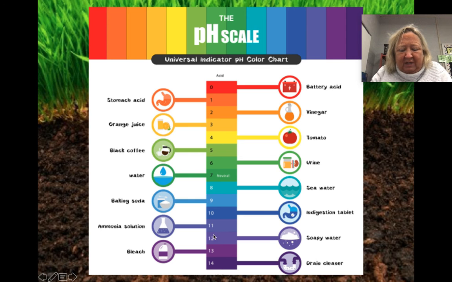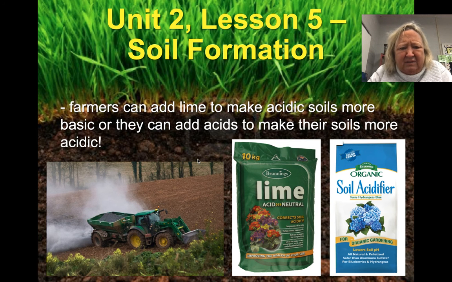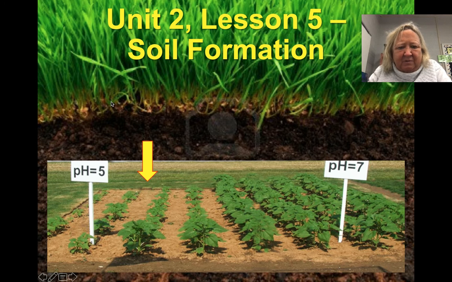But as you get lower, there's bleach, and that's the opposite way, or soapy water. Those are what's called bases. A lot of times farmers will add lime to make soils more acidic or basic, depending on what they can add, what they need their soil to be.